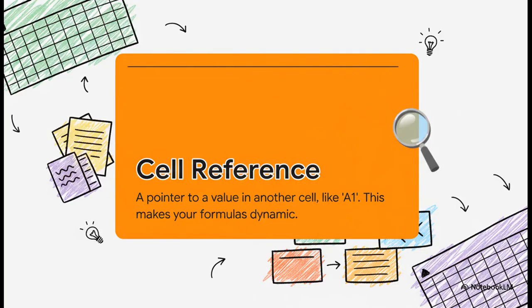Now, let's talk about the real engine behind any smart spreadsheet, the cell reference. It's basically an address for your data. Instead of hard-coding a number like 50 into your formula, you just point to the cell's address, like A1. Why is this such a big deal? Because if the value in A1 ever changes, your formula updates automatically. It's what makes your spreadsheet a living, dynamic tool instead of a static, error-prone calculator.